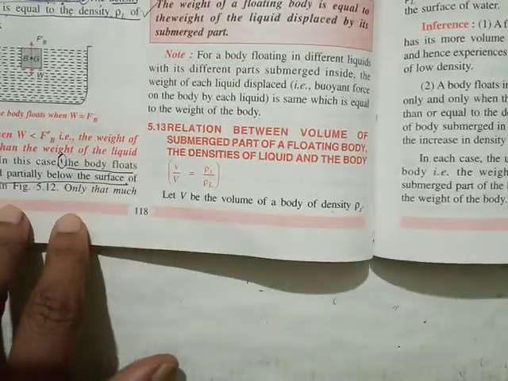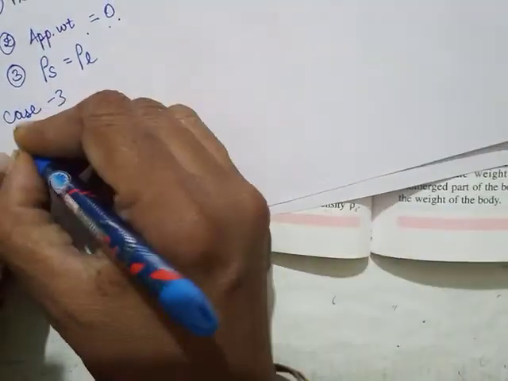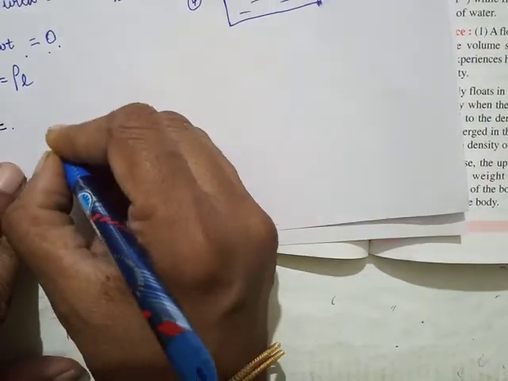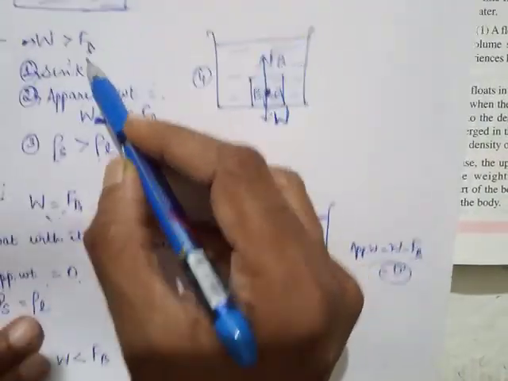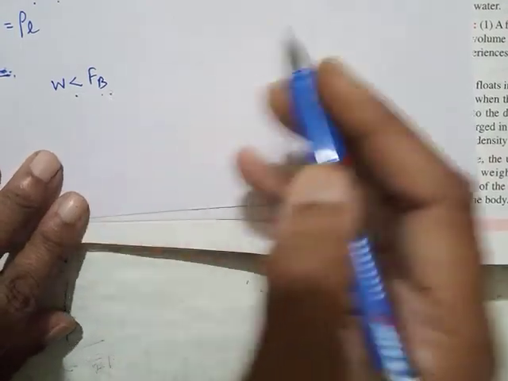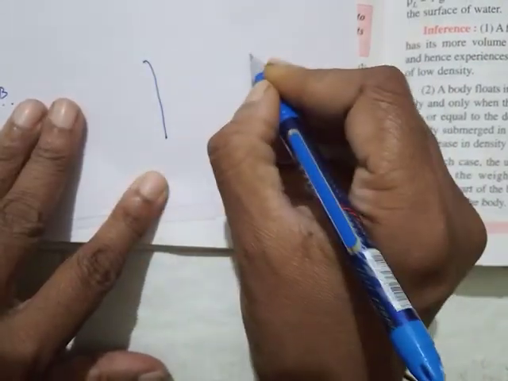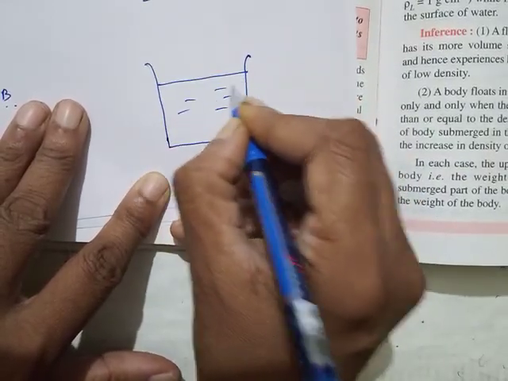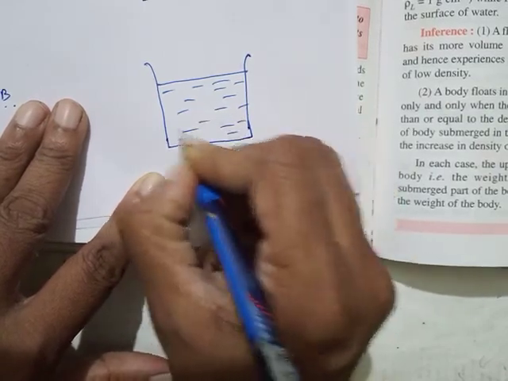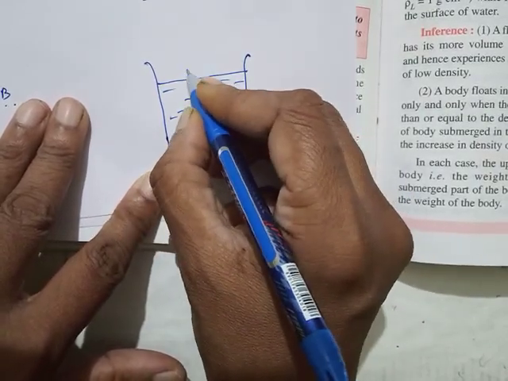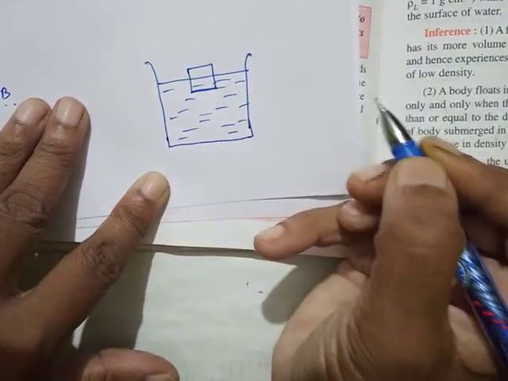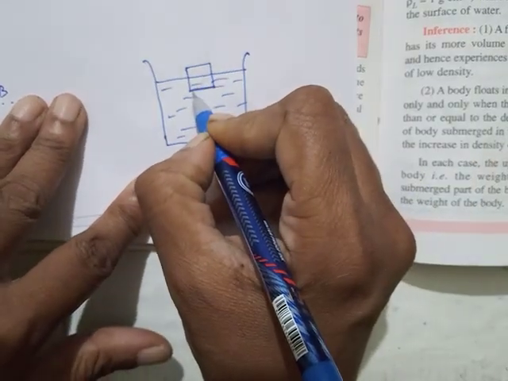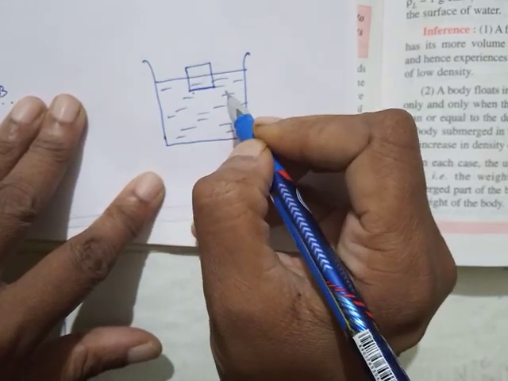Then come to the third case, case 3, when W is less than FB. Case 1 was W greater than FB, case 2 was W equal to FB, and case 3 is W less than FB. Now, in this case, what will happen? This is the actual floating. The body will float with part of its body inside water and part of its body outside water.